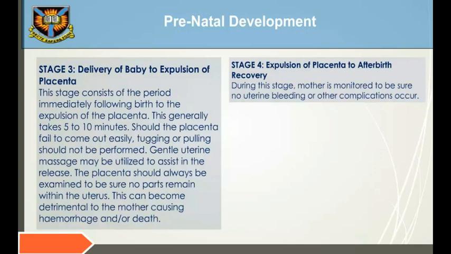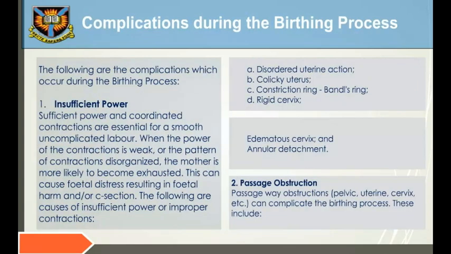Stage 4. Expulsion of placenta to afterbirth recovery. During this stage, mother is monitored to be sure no uterine bleeding or other complications occur. Complications during the birthing process. The following are the complications which occur during the birthing process.